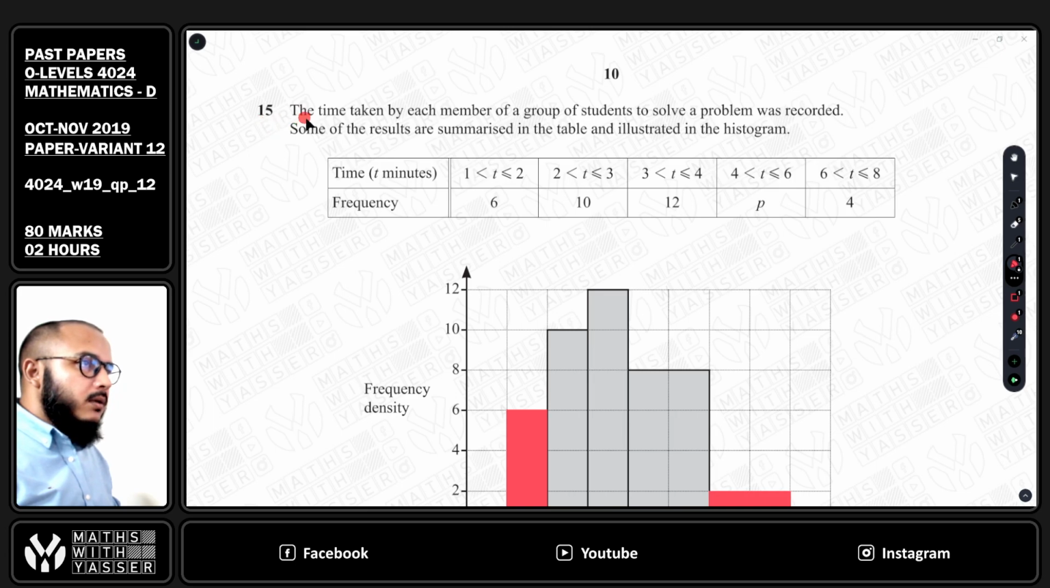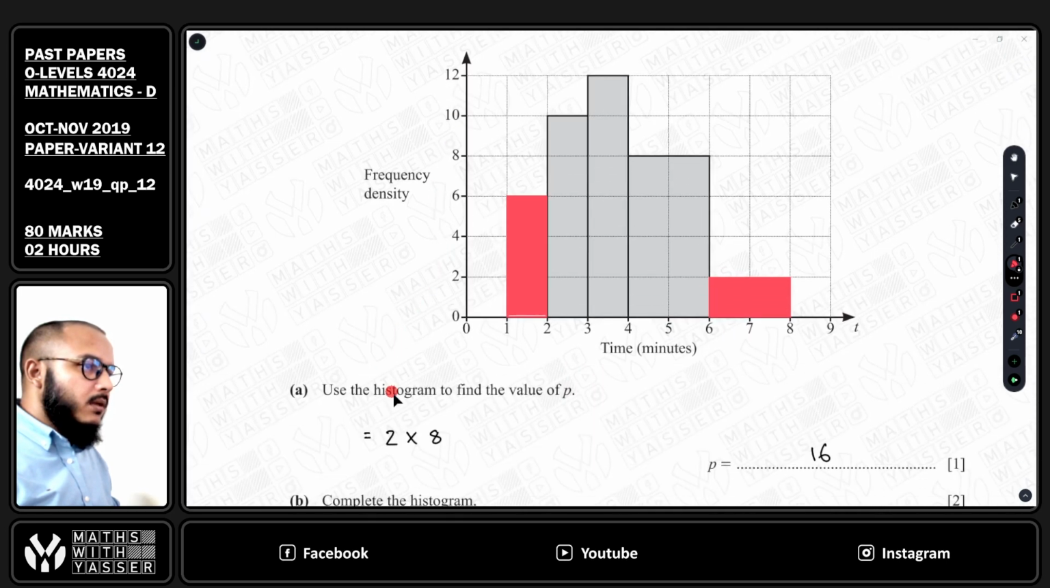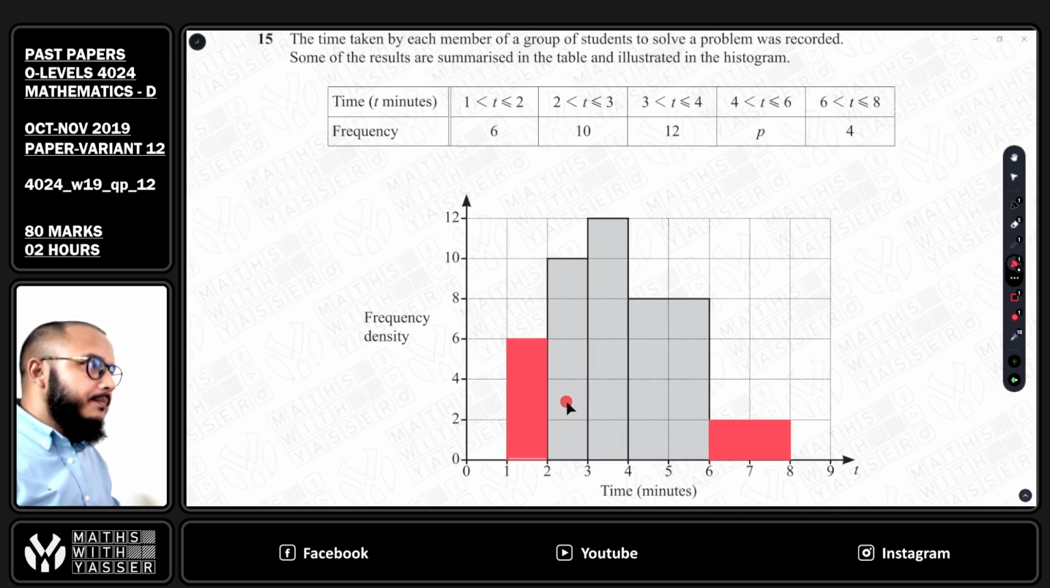Question number 15. The time taken by each member of a group of students to solve a problem was recorded. Some of the results are summarized in the table and illustrated in the diagram. Use the histogram to find the value of P. So we need to use this histogram to find the value of P, and we can see this is a frequency density graph, and that is because the class width is not equal. It is unequal class width.